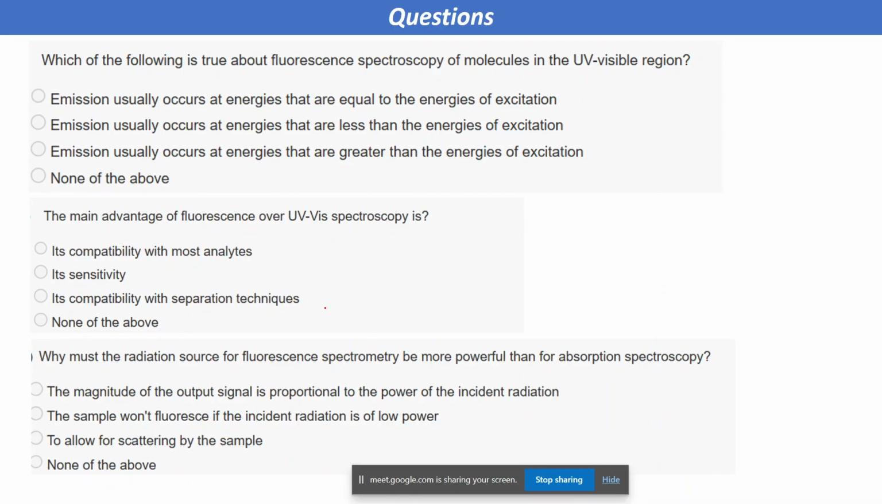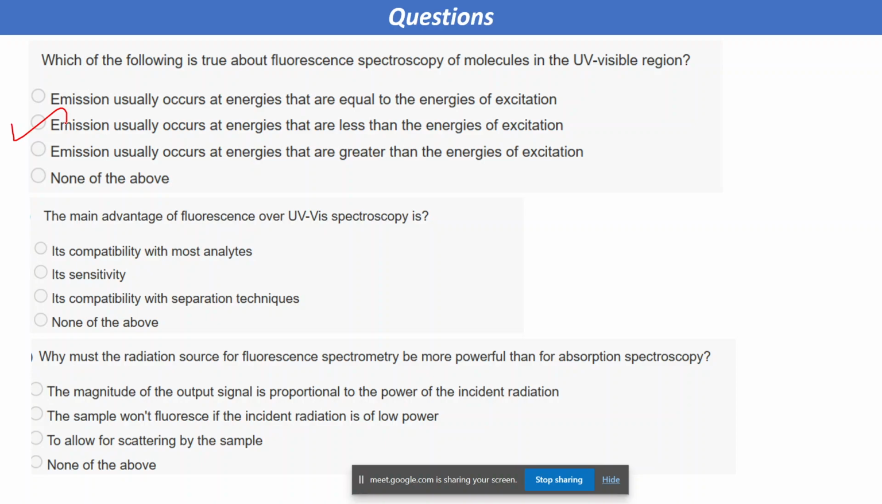Now, next question. Which of the following is true about fluorescence spectroscopy of molecules in the UV visible region? Emission usually occurs at energy equal to the energy of excitation, less than the energy of excitation, greater than the energy of excitation, or none of the above. Second option. Why? There will be an increase in the emission wavelength, and energy is inversely proportional to wavelength.